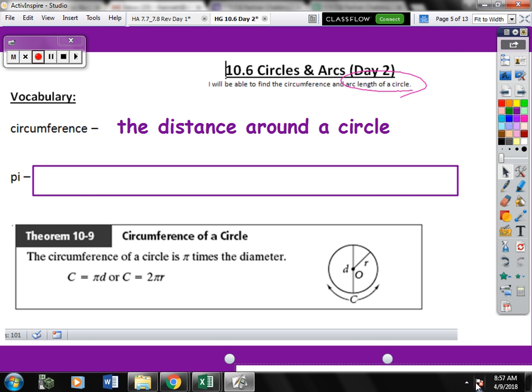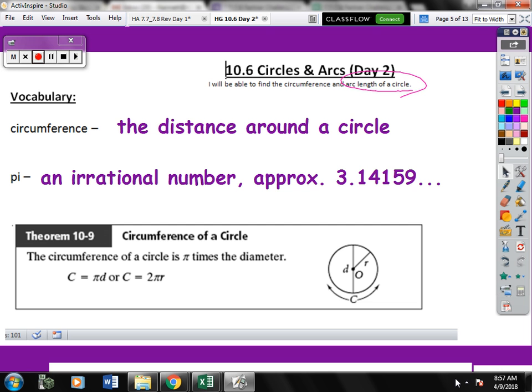And remember, pi is an irrational number. And if you don't have a calculator that has a pi key, you can approximate it with 3.14. But if you have the pi key, I prefer you use it because you'll be more accurate.